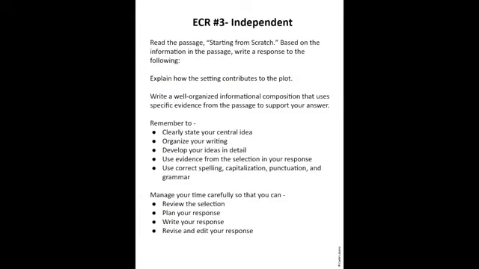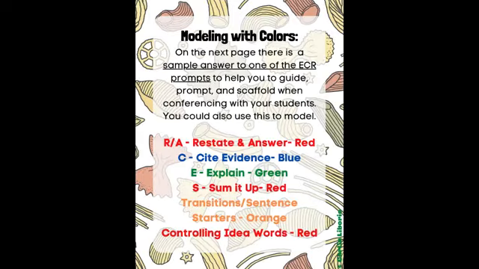Think about, what if it was set in a different place? How would the story be different? So the setting in this case really does contribute to the plot. Between the garden, the grocery store, most of the time they were in his kitchen. So all of that definitely contributes to the plot. And they would just have to give evidence and explain how the setting contributes to the plot.